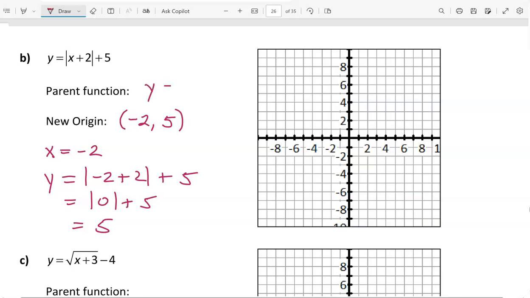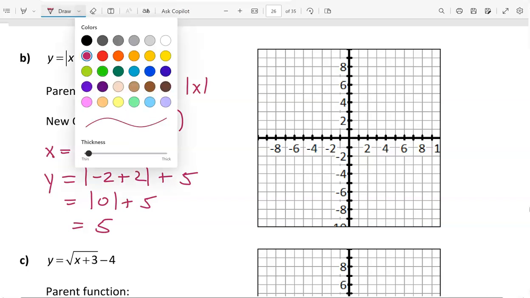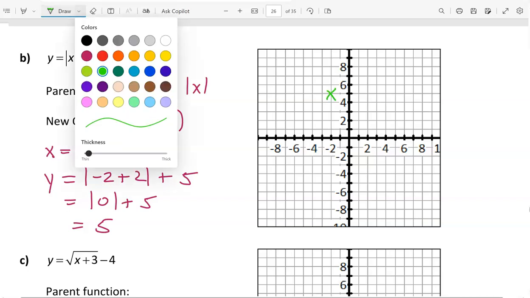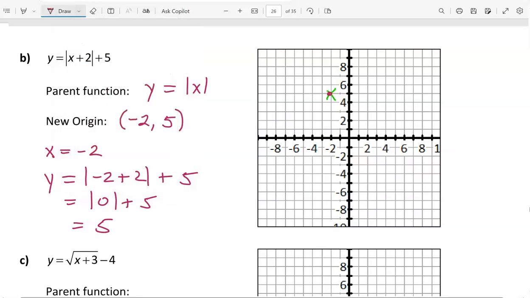Our parent function is y equals the absolute value of x, so I'm going to mark the new origin, (-2, 5), and then graph the parent function from there. We have 1 point that's on the new origin, move to the right 1, and we move up the absolute value of 1, which is 1. Move to the right of the new origin 2, and we move up the absolute value of 2, which is 2.